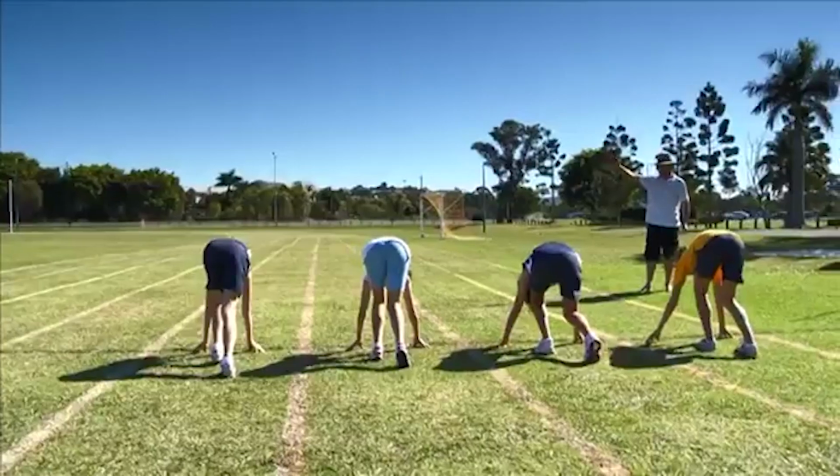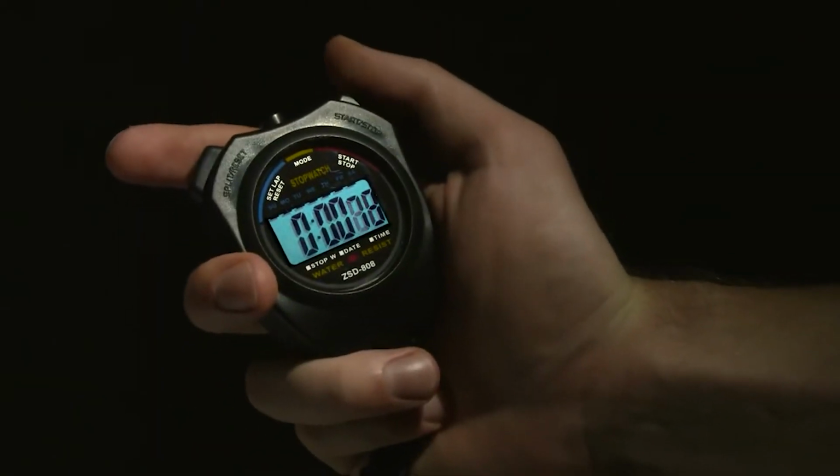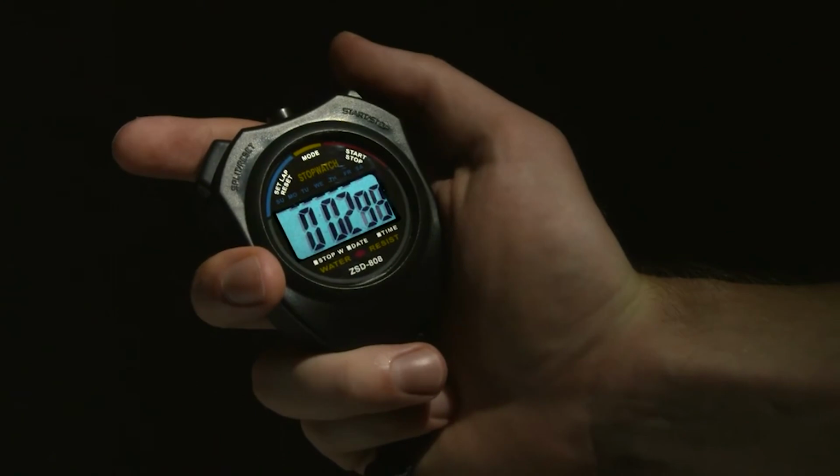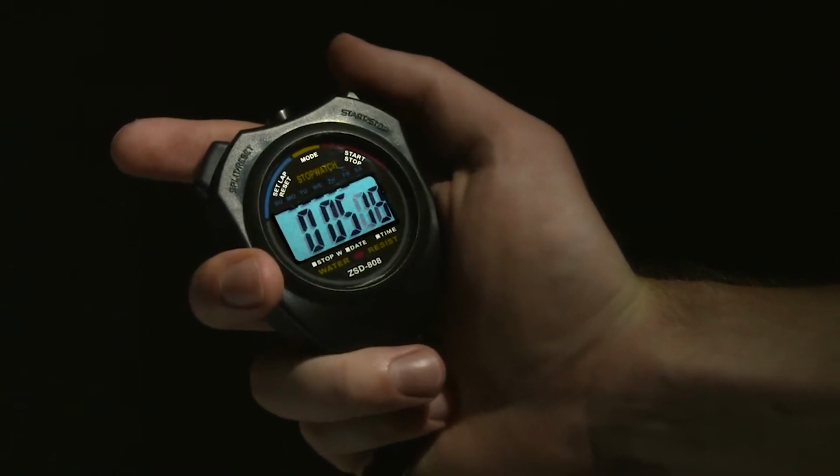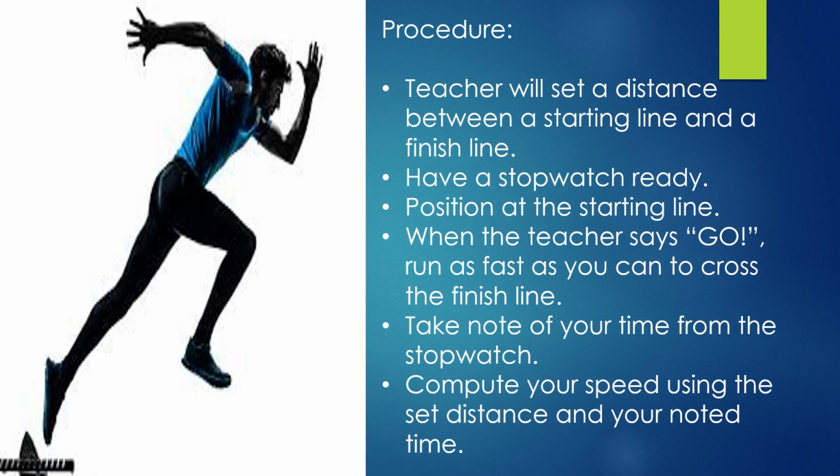Once your teacher or group leader shouted, "Go!" Using a stopwatch or stopwatch app in your phone, someone assigned will start the timer once you started the sprint, and then stop it at the point you cross the finish line. Use your crossing time and the distance you sprinted set by the teacher to compute for your average running speed or sprinting speed. Have fun, guys!